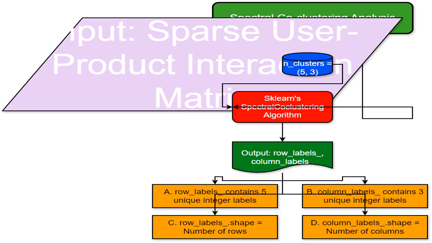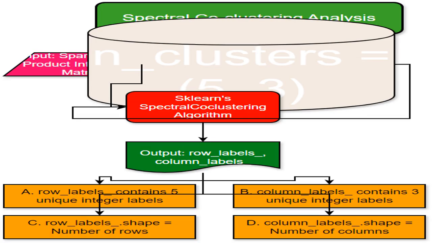It's a sparse matrix, meaning most of the entries are zero, because not every user interacts with every product. Rows represent users and columns represent products. I'm using the Spectral algorithm, and I've told it to find 5 groups of users and 3 groups of products. That is what 5, 3 means.